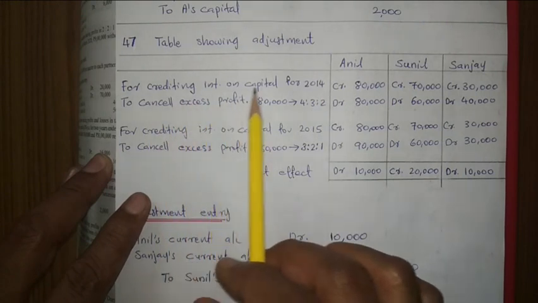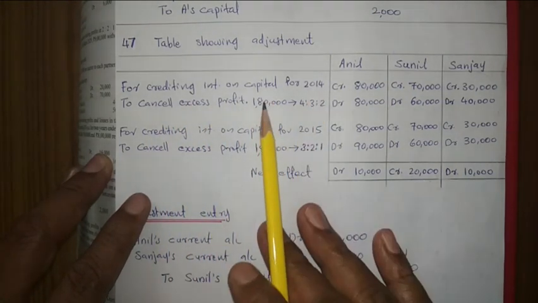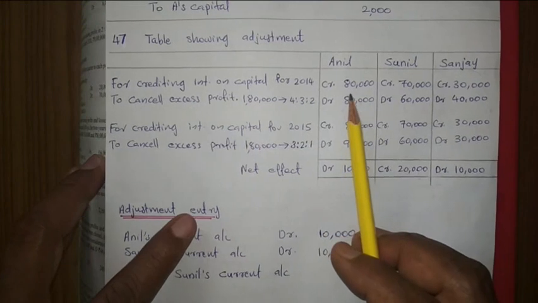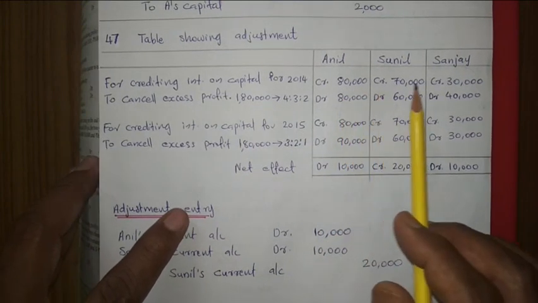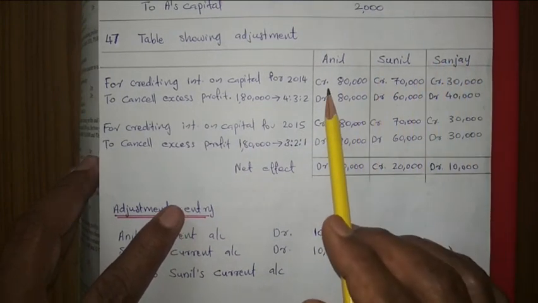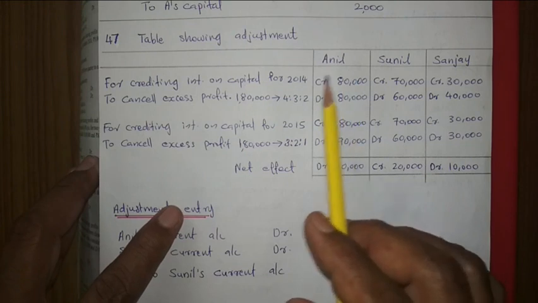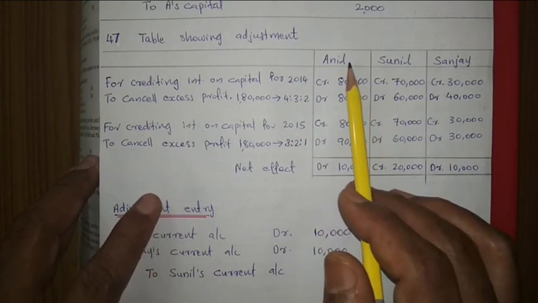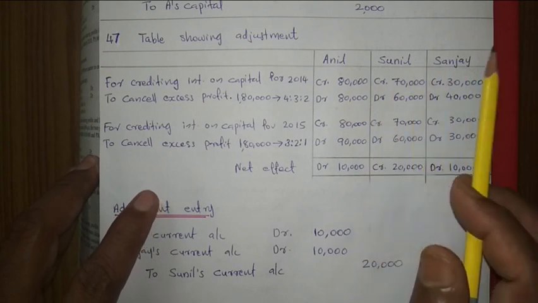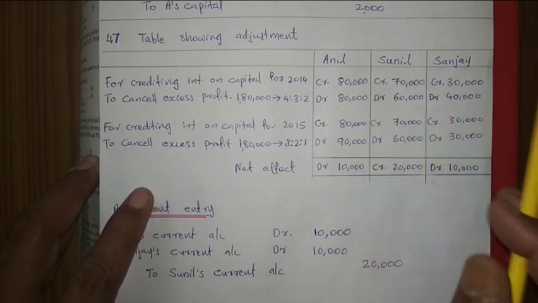For crediting interest on capital for 2014, when you calculate the interest on capital, it is coming 80,000, 70,000, 30,000. This we are crediting in the current account. The capital account is fixed. So here Anil means Anil's current account, Sunil's current account, Sanjay's current account. That is the column title.